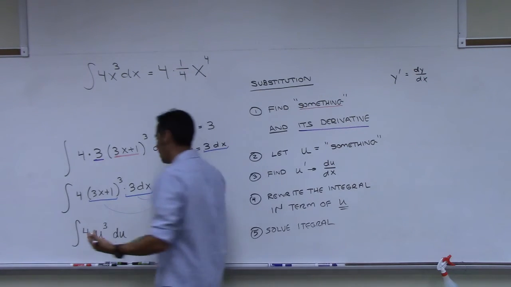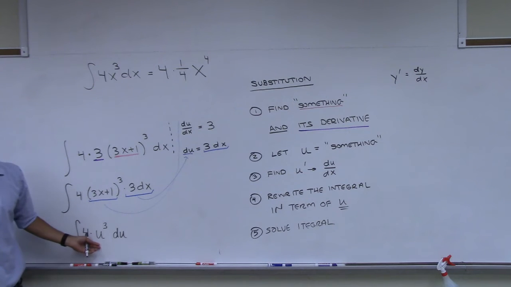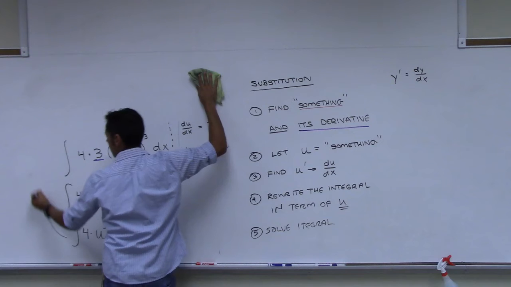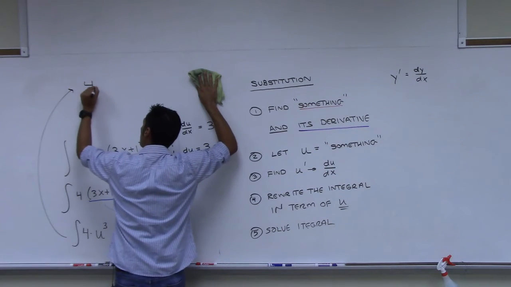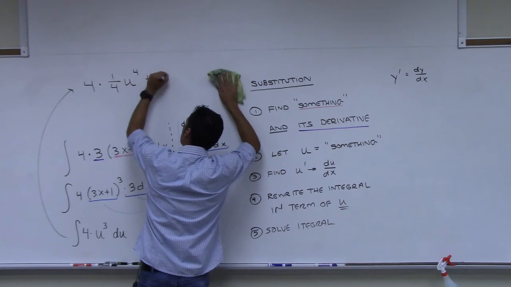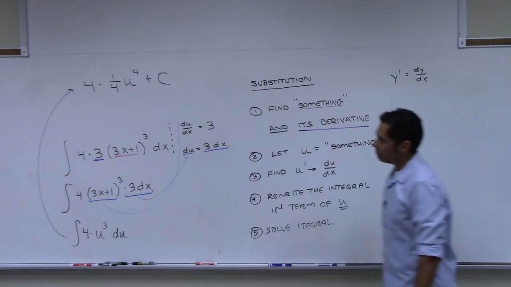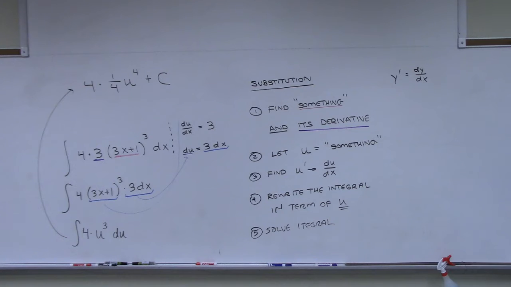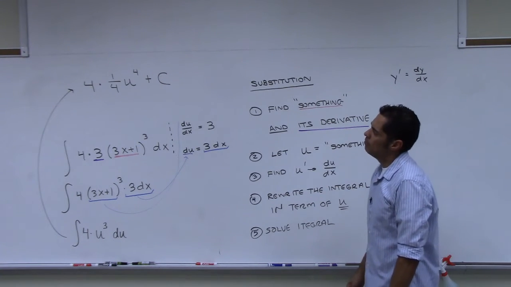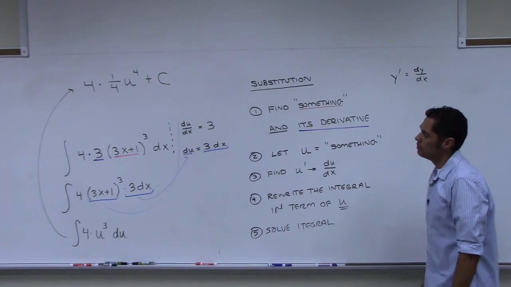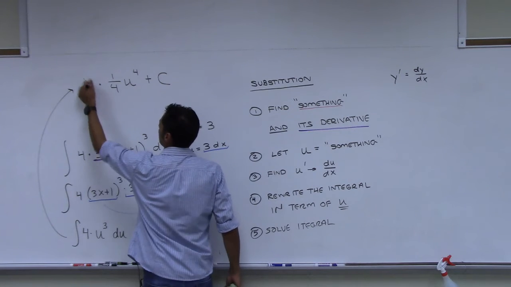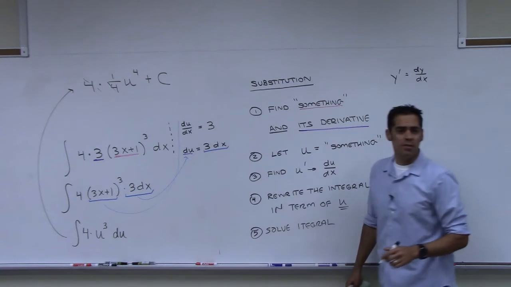We're going to do the exact same thing, except we're going to have u instead of x. So this becomes the 4 out front times the 1/4, u to the 4th, and then you say plus c. What happens with that 4 and that 1/4? They just kind of cross out, right? And all you're left with is u to the 4th plus c.